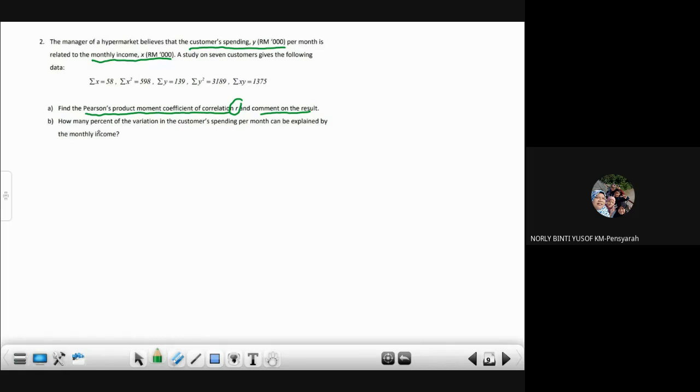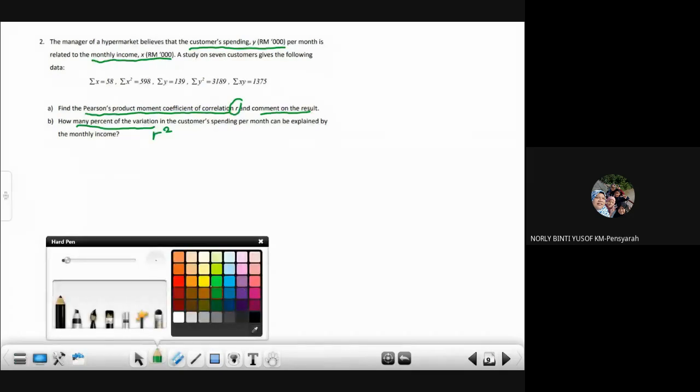How many percent variation in the customer spending can be explained by the monthly income? For B, the percentage is the coefficient of determination, R squared. It has no symbol but we must understand. The percent of variation in variable Y is explained by variable X.